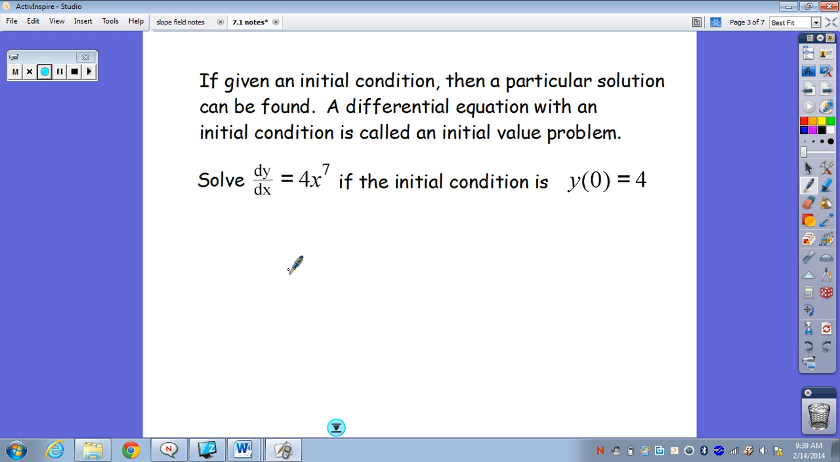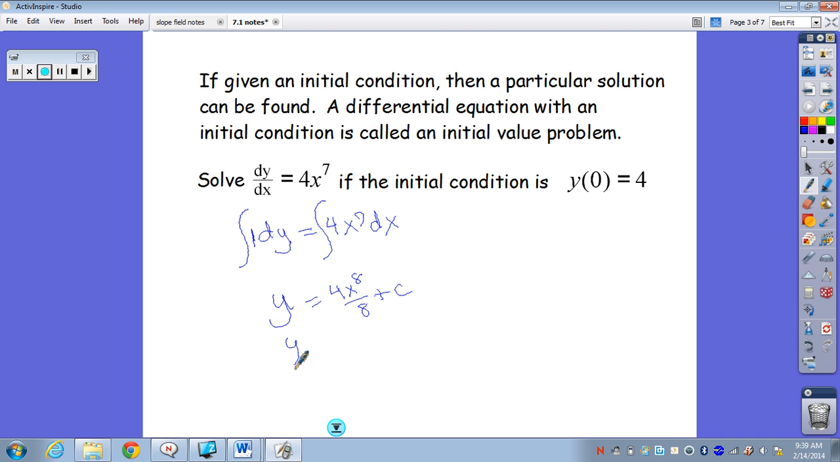Like I did before, when you have a differential equation, you separate your variables. You get all your y's on one side and all your x's on the other. So I'm going to put dy is equal to 4x to the 7th dx. Then I take the integral of both sides. The integral of dy is just y, because there's a 1 in front of it and y's derivative is 1. And the integral of 4x to the 7th is 4x to the 8th over 8 plus c.